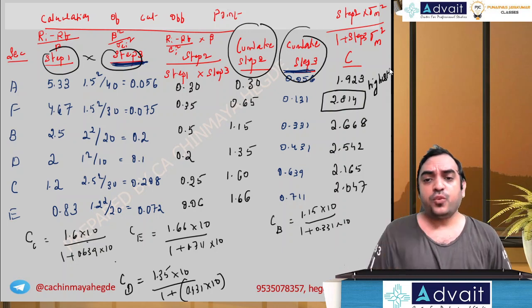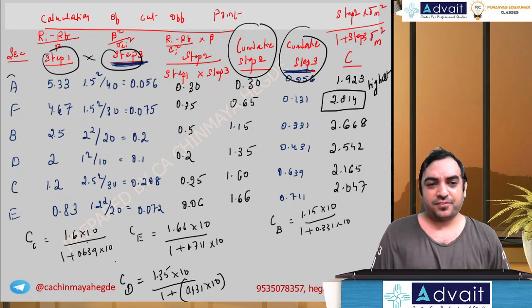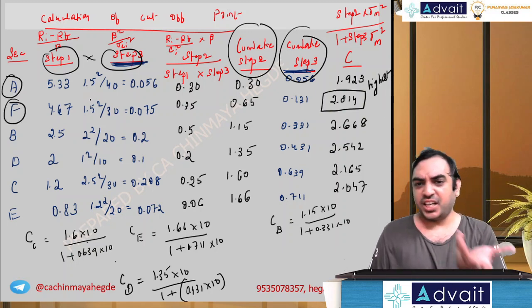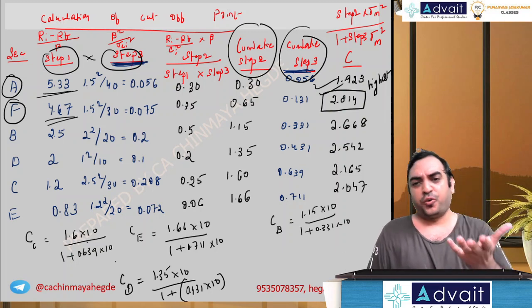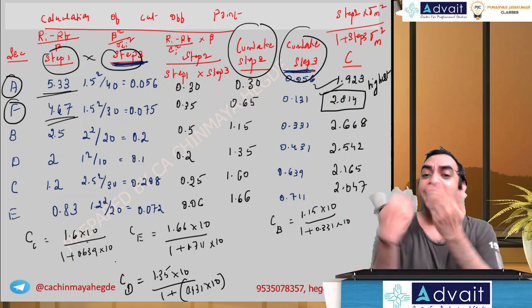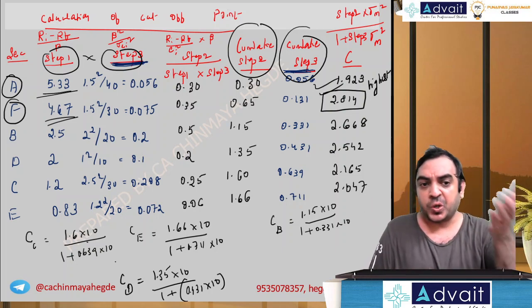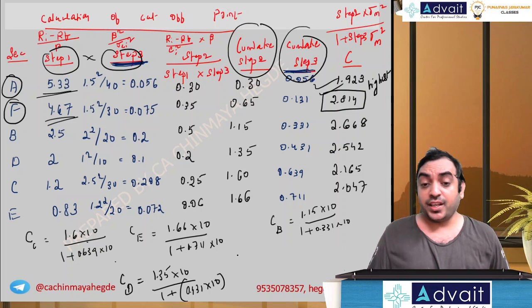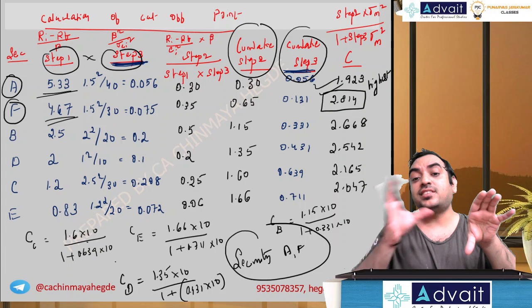Highest cutoff point. And which securities will cross this 2.814? Obviously security A and F. Highest cutoff point, A and F you can say. Because 5.33 is more than 2.814, 4.67 is more than 2.814. So the cutoff point is the highest in the C column, and which security crosses that? A security crosses, F security crosses. So security selection is A and F. Only A and F.